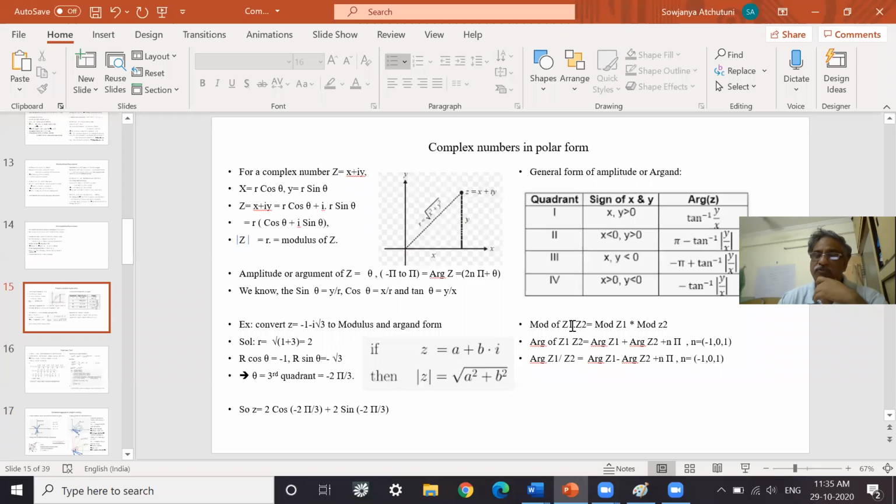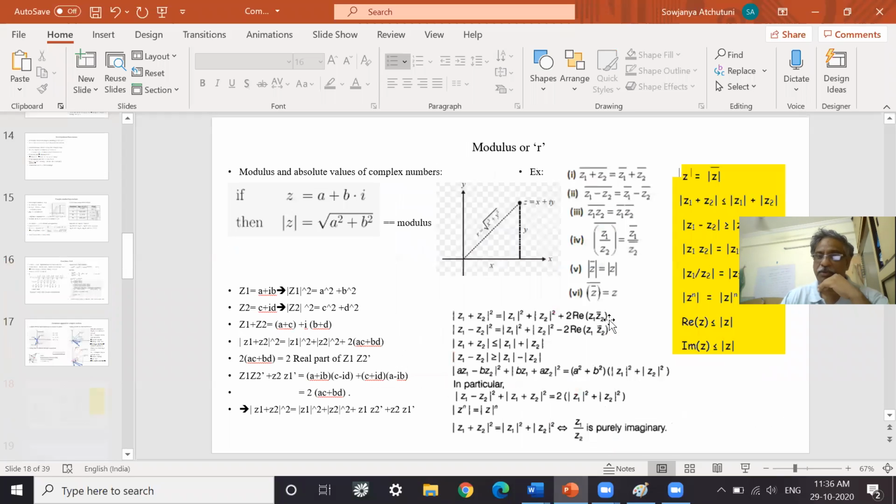Same here. Mod of Z1 Z2 is equal to mod of Z1 into mod of Z2. Why? Because cos theta plus theta 1, sin theta plus theta 1: cos square of theta plus theta 1 plus sin square of theta plus theta 1 will be 1. So R1 R2 will be remaining. So that is the same as this. That is what is given as the formula here.